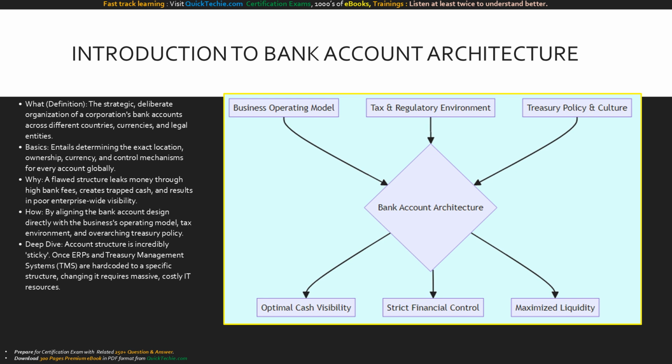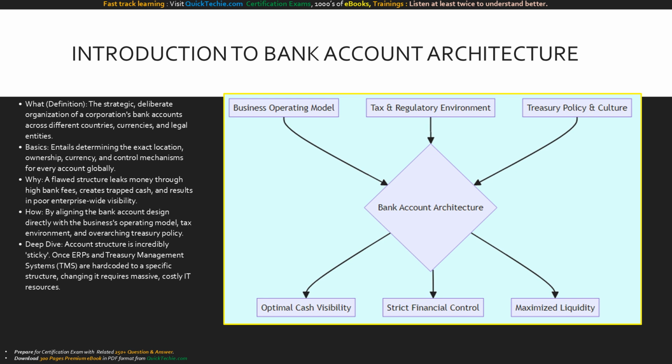Why do we care so deeply about this? Because a flawed structure leaks money. It generates high bank fees, traps cash in remote locations, and causes severe blind spots for the CFO. How do we build a strong architecture? By aligning our accounts meticulously with the business's operating model, the local tax environment, and our internal treasury policy.